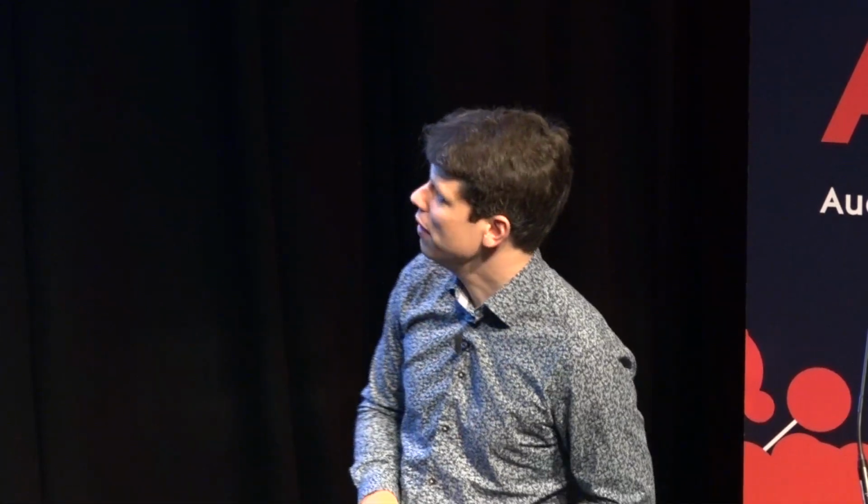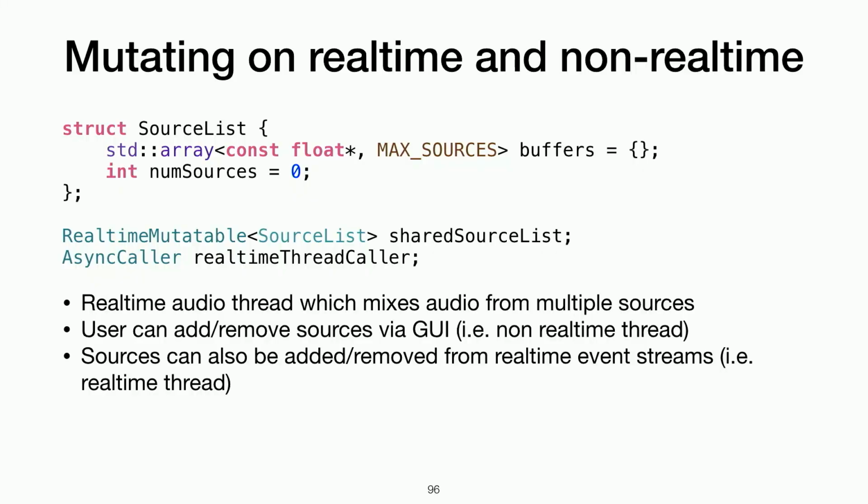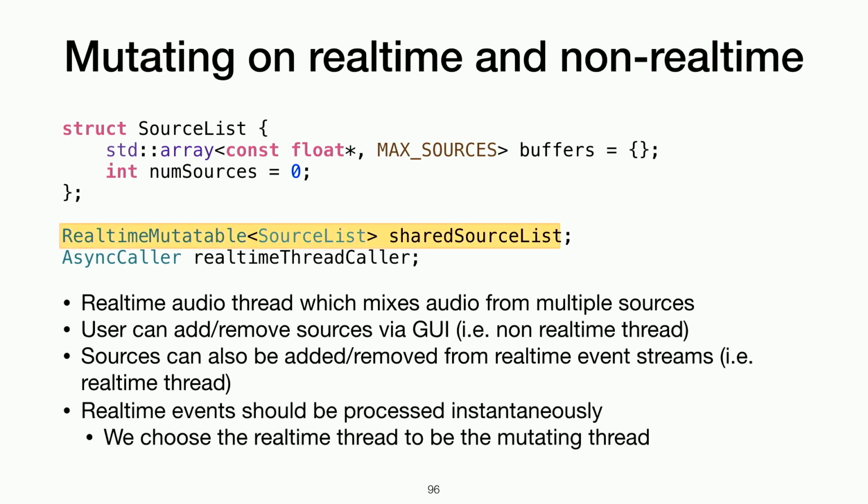So here's some code. An example: you have some kind of audio process which mixes multiple sources, okay? And these sources can be added and removed on the real-time thread, but also from, let's say, a UI thread. Let's say the user could add these sources and remove these sources. So in this case, we choose the real-time thread to be the one responsible for doing those changes. And any changes that come on a non-real-time thread, we simply defer to the real-time thread.